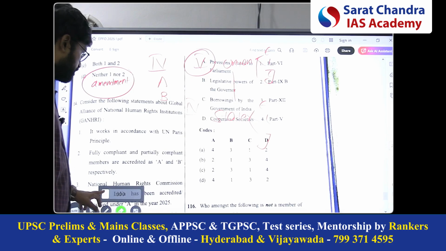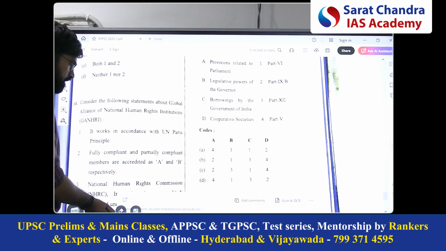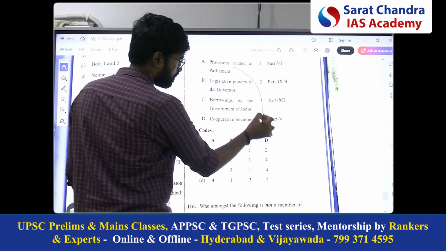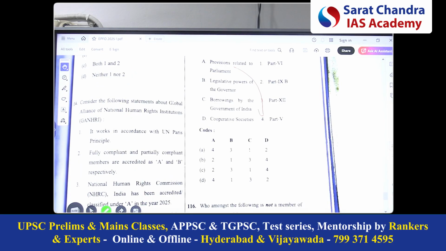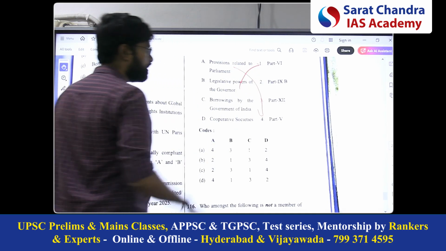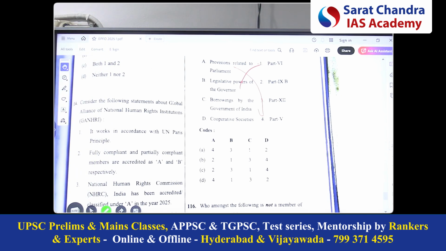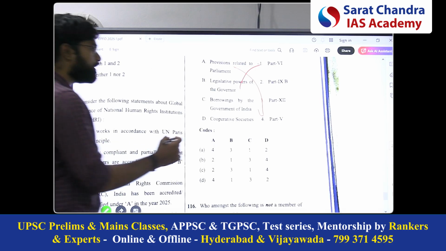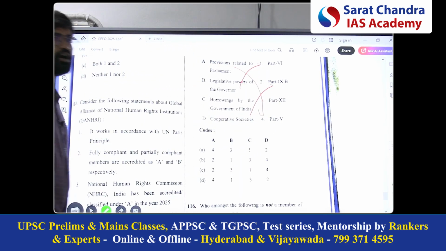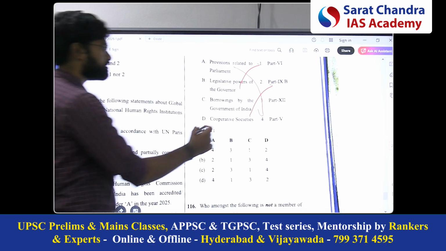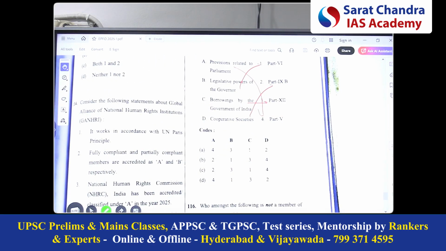Now you can answer. The provisions related to the parliament, it is part 5 of the constitution. Then legislative powers of the governor. We are talking about the state, so state executive, it is part 6. Then borrowings by the government of India, we don't remember, let's assume. Cooperatives. See, cooperatives have been brought through an amendment. Through the 97th constitution amendment we have brought the cooperatives. Automatically, since amendments have a letter, it is part 9B of the constitution. And the only thing left out is C. So this is how, even with partial knowledge, we can put it.